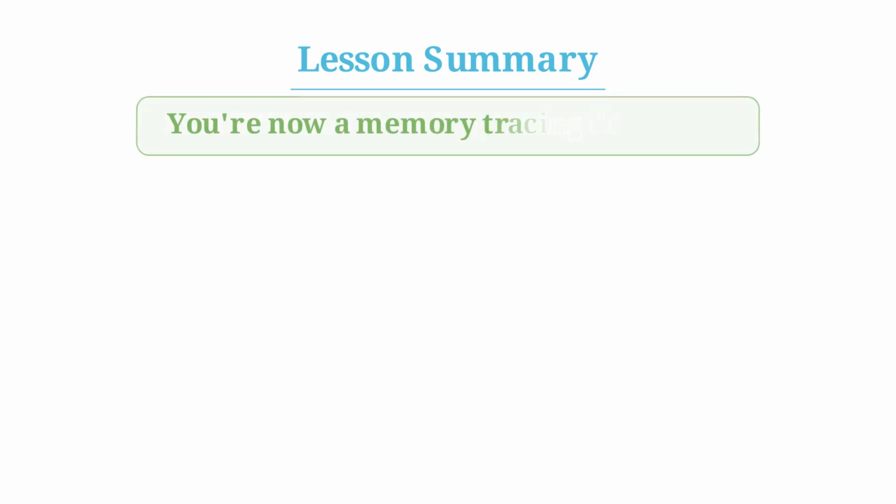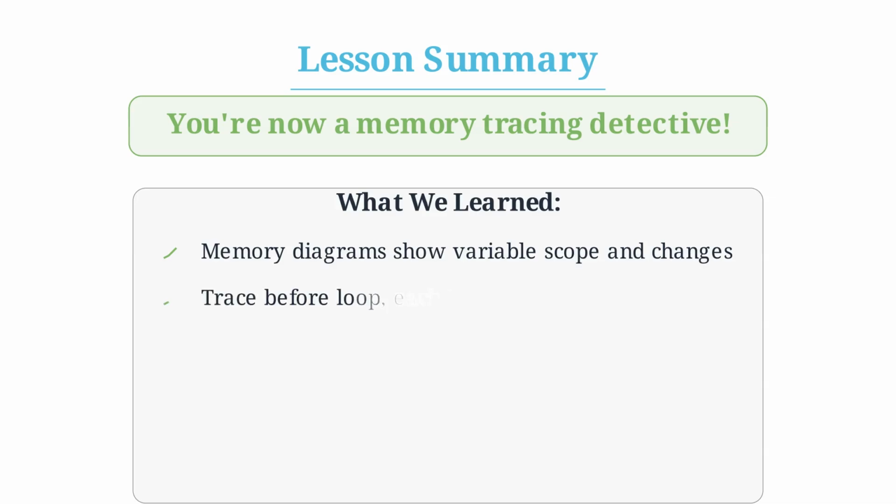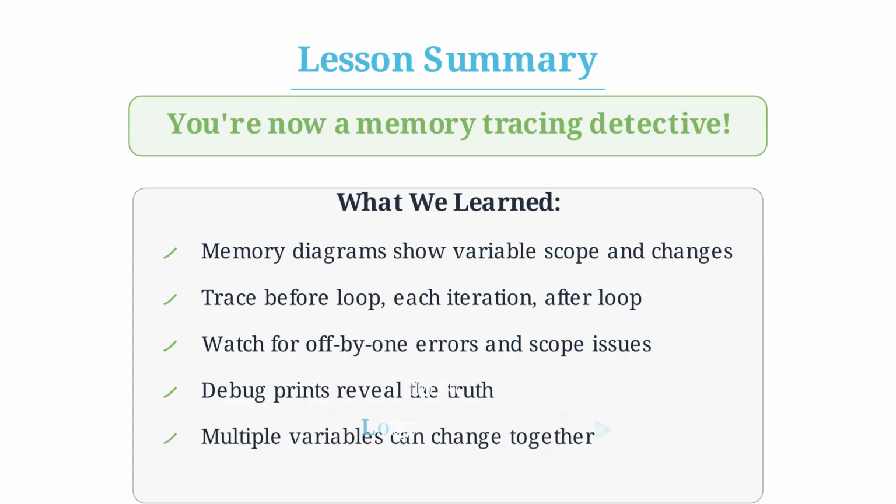Incredible work! Memory diagrams show variable scope and changes. We trace before, during, and after loops. We watch for off-by-one errors and scope issues. Debug prints reveal the truth, and multiple variables can change together. You're now a memory tracing detective.